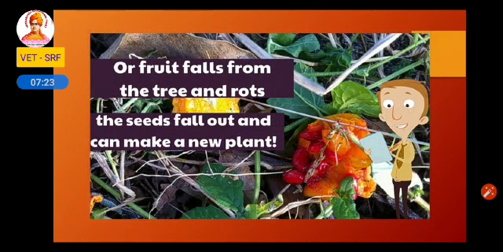In some cases, seeds are not dispersed by any of these agents. So the fruits will fall from the tree and they get rotten. The seeds fall out and they grow into a new plant. So from the plant itself, the fruit will fall and rot in that place itself, and the seeds will produce a new plant in that place itself. For example, you can see this in bitter gourd. Some bitter gourds will ripen and fall, they get rotten, and the seeds from that bitter gourd will grow into a new plant.